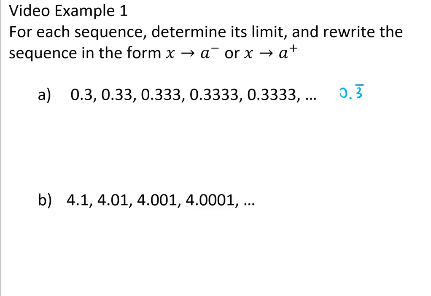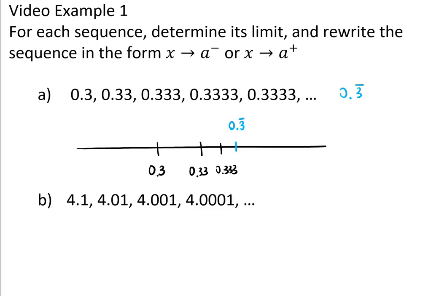But the question is, how are we arriving at that? Are we arriving at 0.3 repeating from the left-hand side or the right-hand side? Well, when we think about this number on a number line, if you think about the progress of the numbers, it starts off at 0.3 and it ends up at 0.3 repeating. And so we're coming at it from the left-hand side. And so we could write this as x approaches 0.3 repeating from the left-hand side, and we use the minus sign to show that it's coming from the left-hand side.